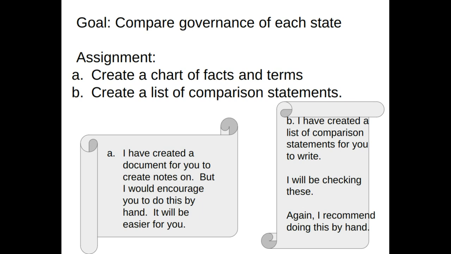Secondly, I'd like you to make a list of comparison statements. Again, I'll give you this list and a link, but I recommend doing this by hand. I will be checking these, and there will be a little quiz on some of these, or some maybe that you haven't seen, next lesson. I hope this is helpful. Please do respond to the question in today's prompt.